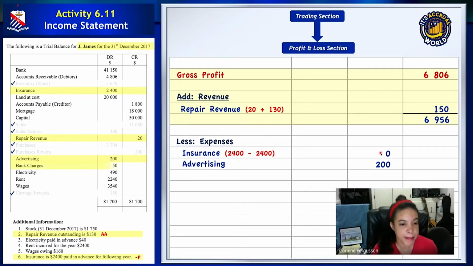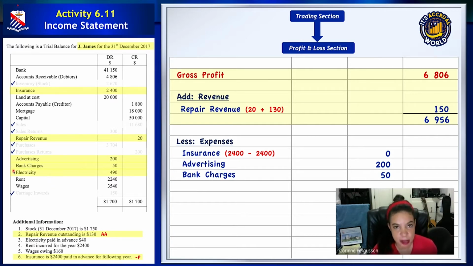Okay, bank charges, also an expense. You go down to your notes, you look for anything to do with bank charges. You see nothing, so you still go to your income statement, you put bank charges, no adjustments, so you just put what is in the trial balance, which is $50.